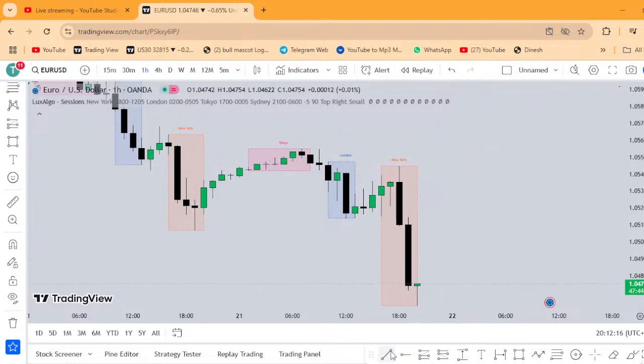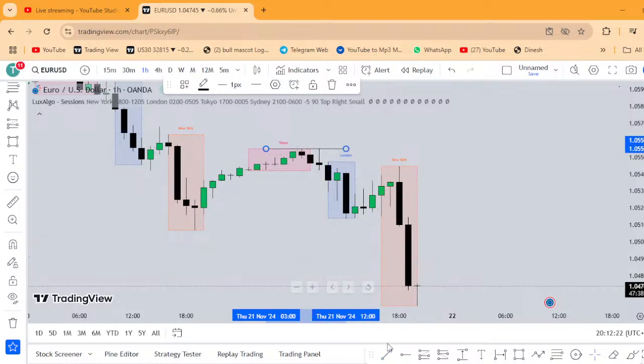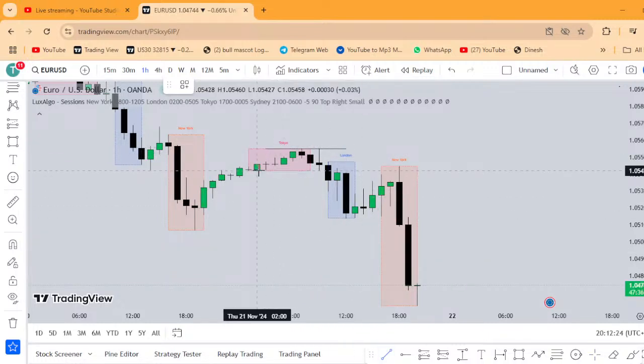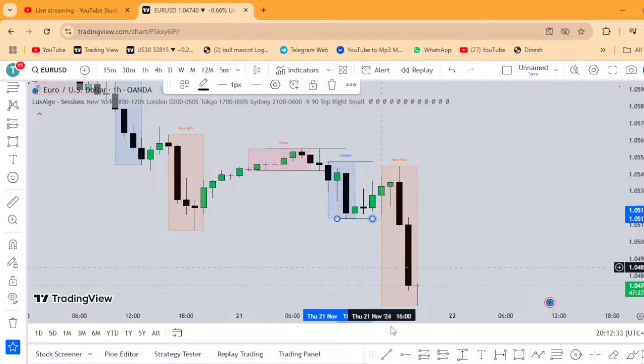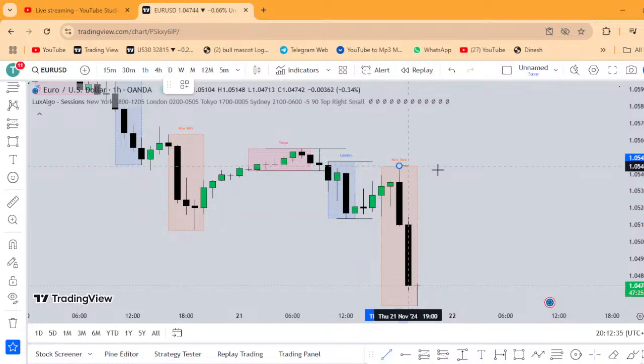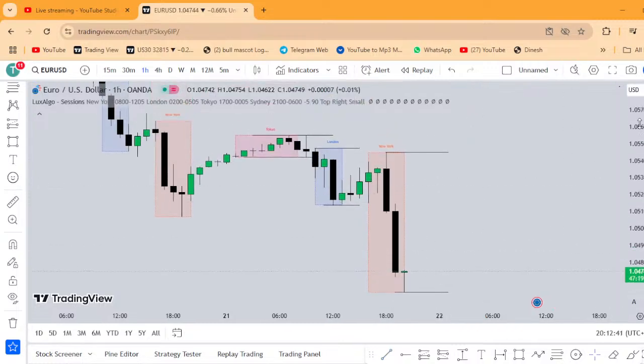So the sessions we are focusing on: session high liquidity, session low liquidity, and then we also have London high liquidity and then London low liquidity. Then we also have New York high liquidity and New York low liquidity. So these liquidity zones are runs for medium.